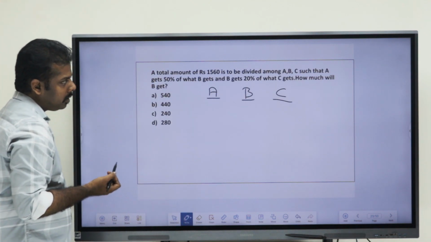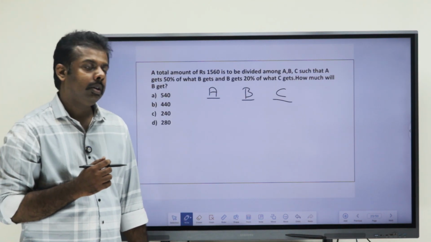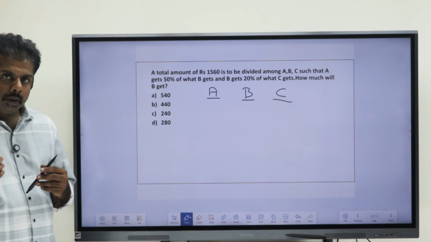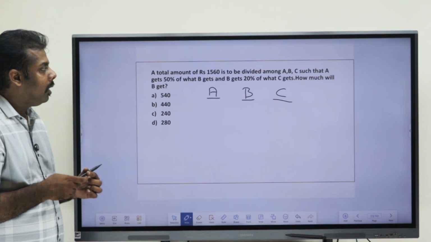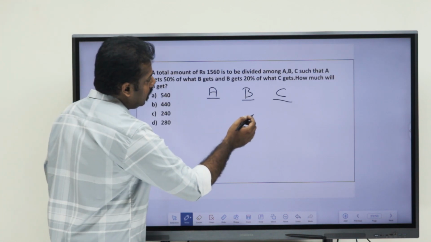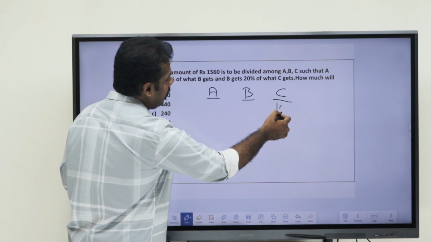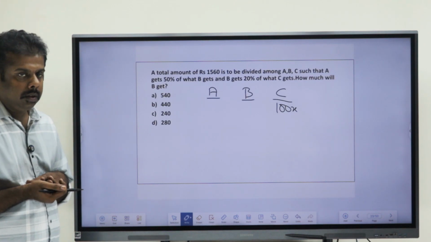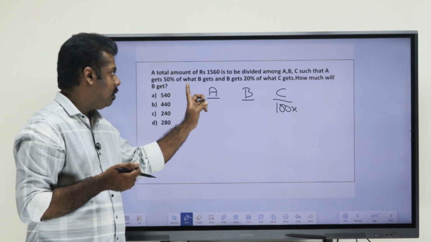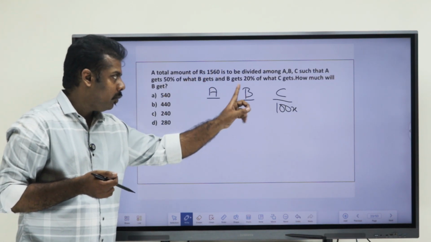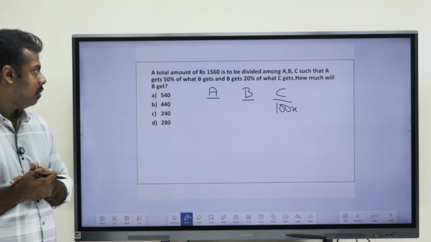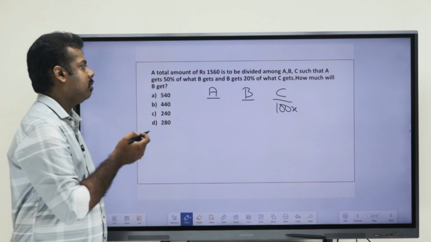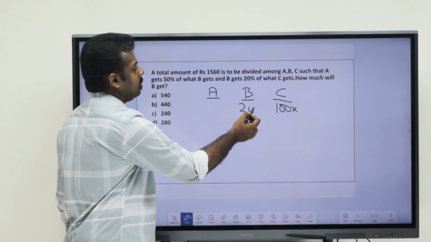Okay, so this concept as well we can do in that fashion. How we can assume that, say, if C is getting so and so amount, you can just compare that and try to find the answer. Okay, so say I am assuming that C is going to get, say, 100x amount. So what does the condition say? B to C, what is the condition? B gets 20% of what C gets. Okay, so 20% of 100x is what? So it is basically 20x.